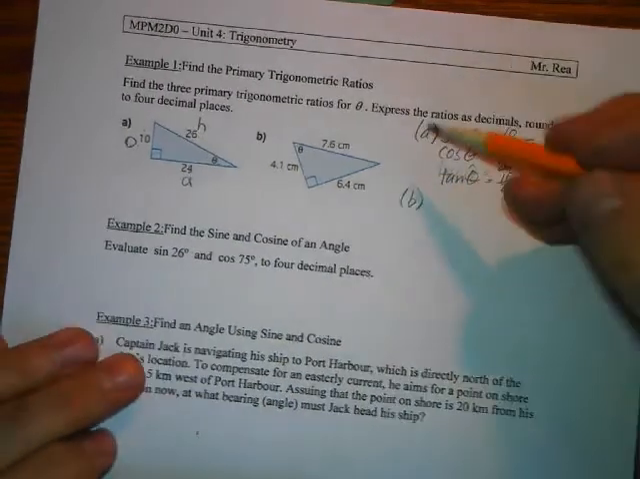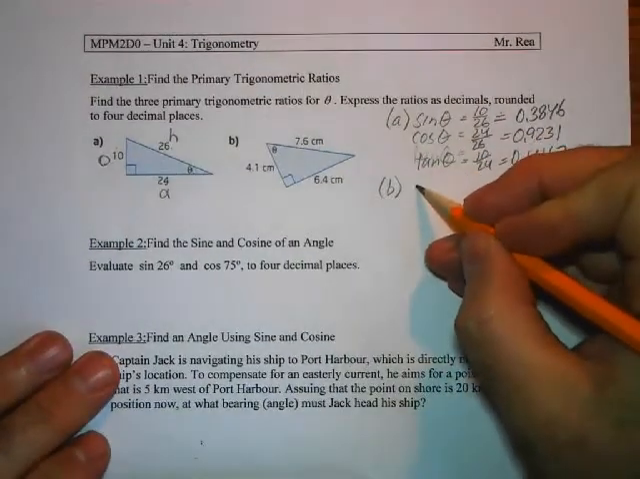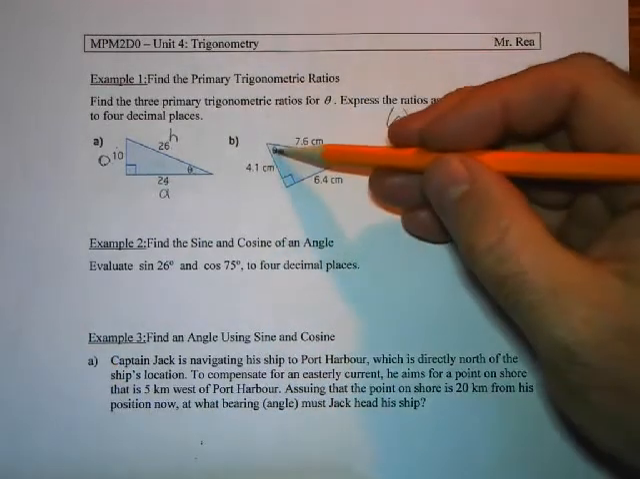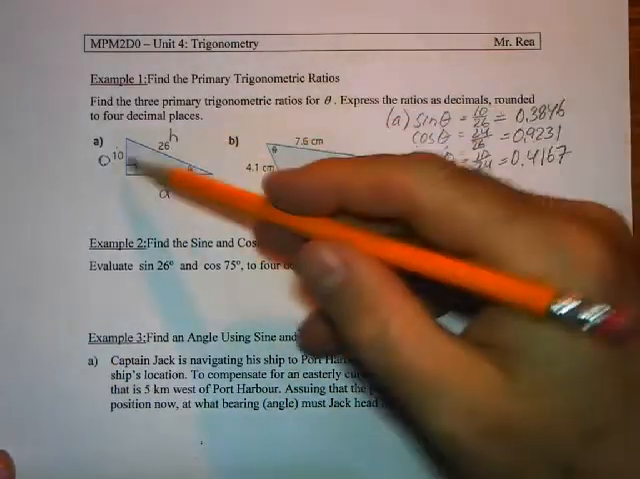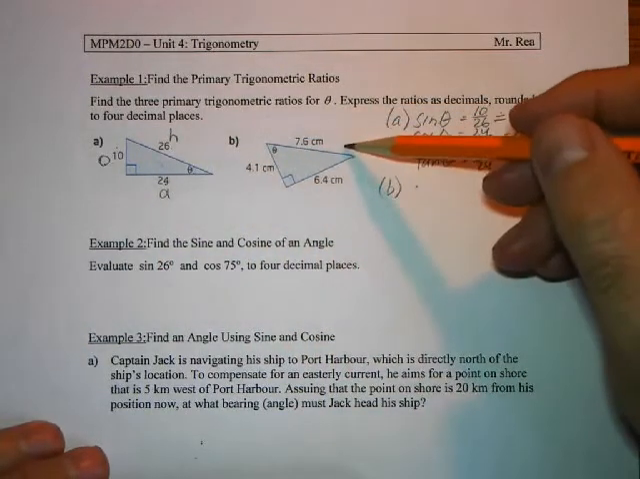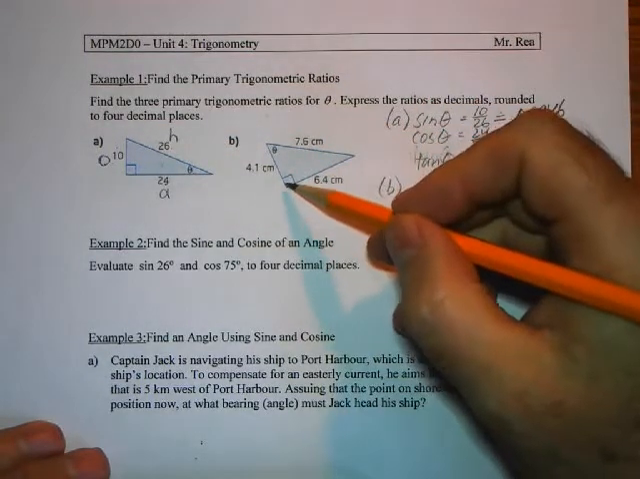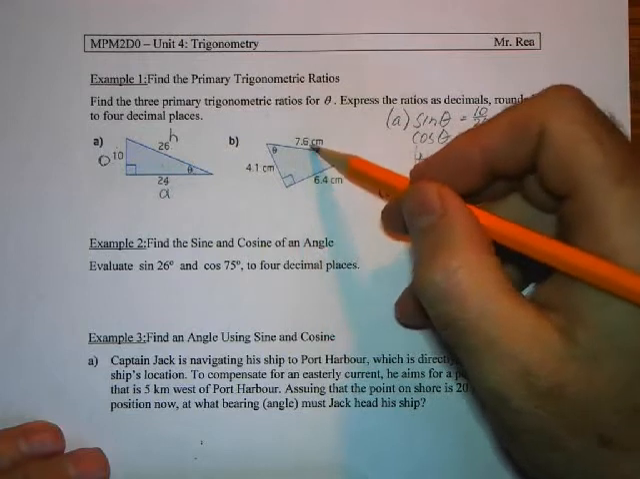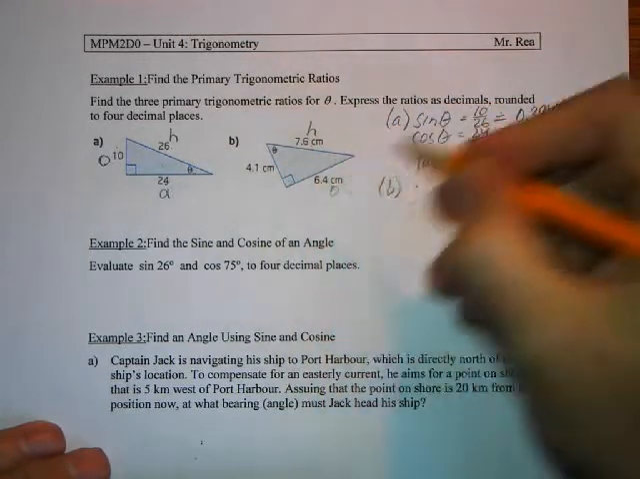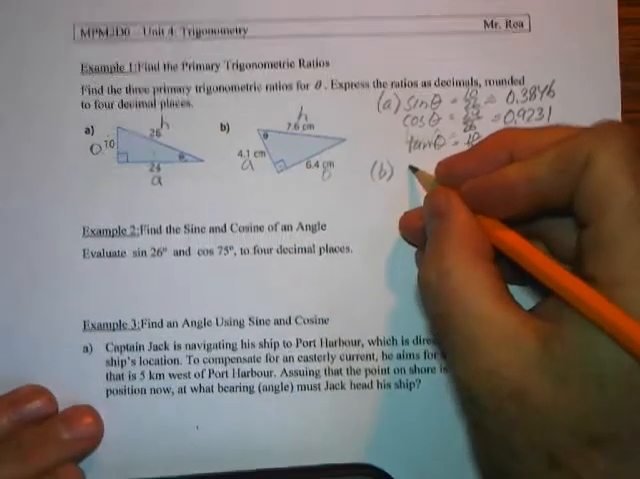Now these triangles, the side lengths here are in centimeters. And again, theta is there. So don't be fooled. I could just spin these triangles around and then the sides are in different places, right? So you always start from scratch. Opposite the right angle, that's the hypotenuse. Opposite the angle, that's opposite. And then over here, that's adjacent. Okay, so do the same exercise.